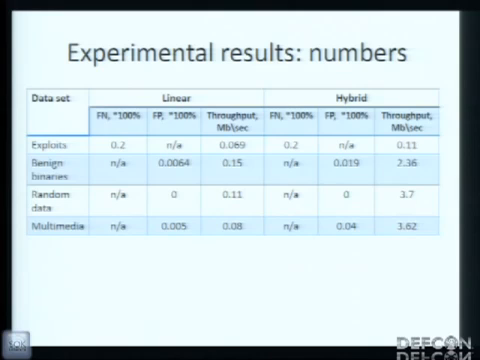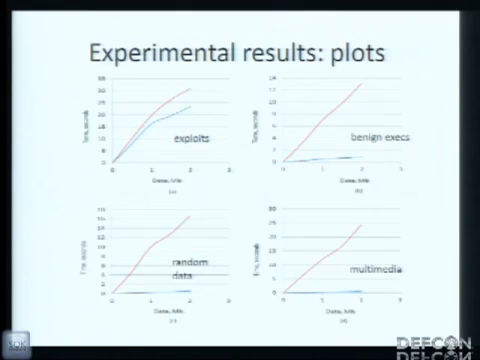We compared our hybrid topology with the simple linear topology on 4 different data sets. It was an exploit dataset, exploits generated by the Metasploit framework. It was benign Windows and Linux binaries, random data, and multimedia also. And here's the visualization. The red line stands for linear topology, the blue line stands for hybrid topology. And as you can see, on some datasets, hybrid topology is more effective than linear, up to 45 times.